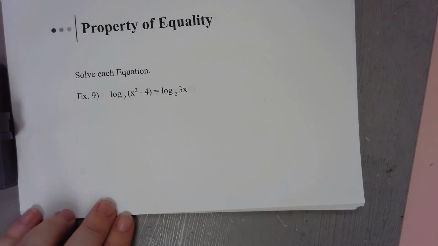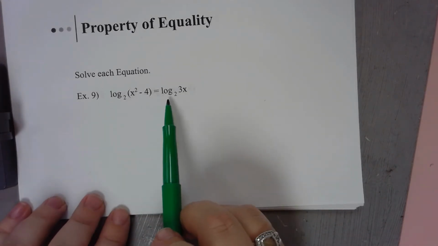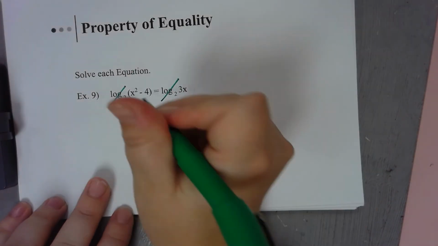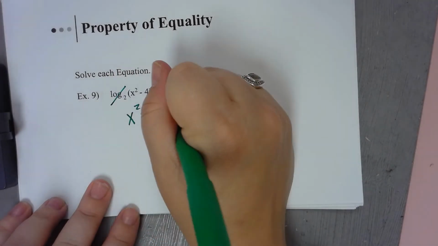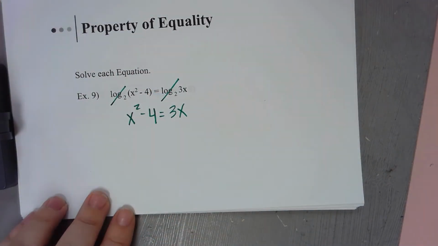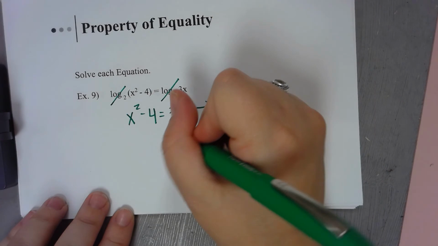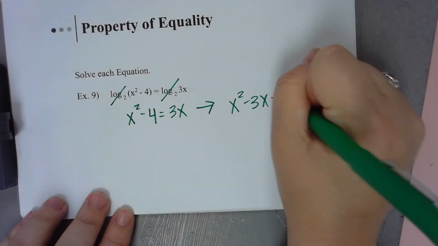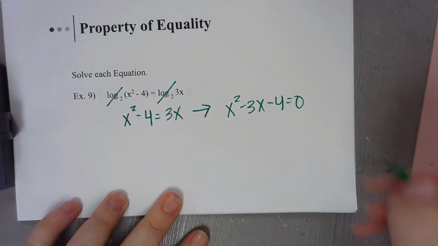Alright, so example number 9. We've got log base 2 of x squared minus 4 equals log base 2 of 3x. So our arguments are the same, and our bases are the same. I'm going to set my arguments equal. And because this is x squared, I know that this is a quadratic, so I'm going to subtract my 3x over and set my quadratic equal to 0.